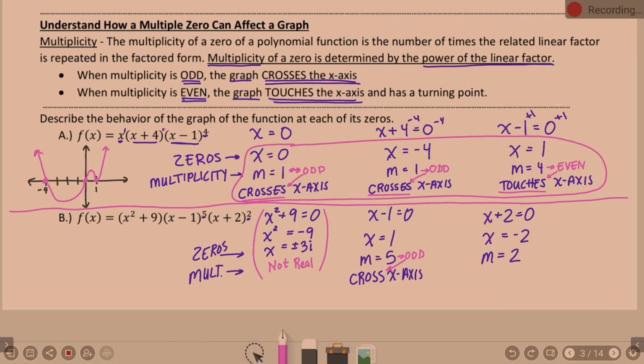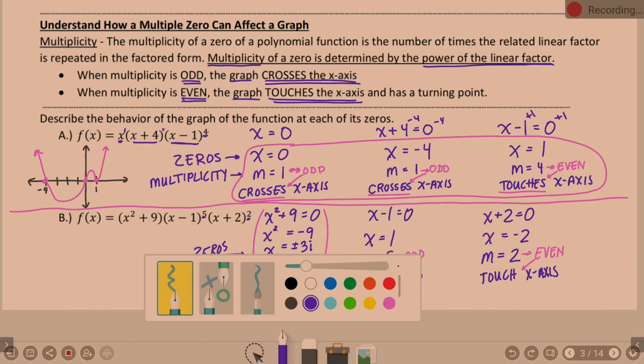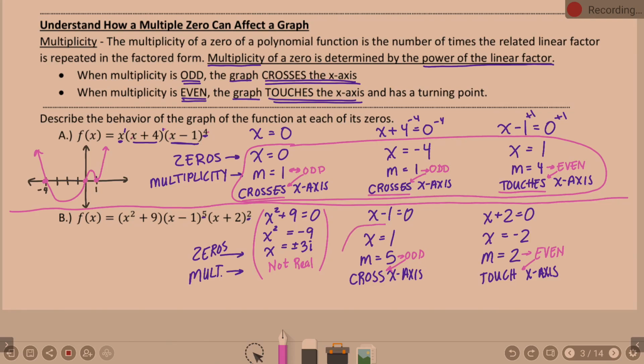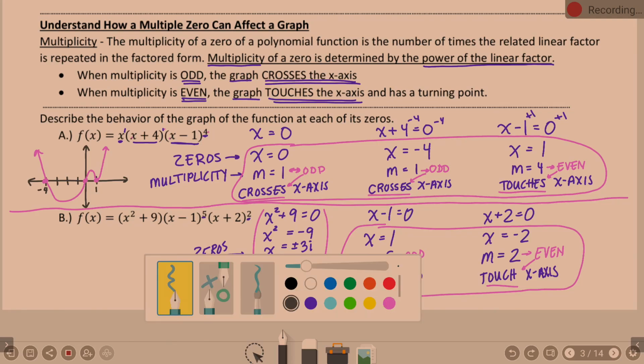What about this one over here? Multiplicity of 2? 2 is even, and even tells me we're going to just touch the x-axis. We're not going to cross. Okay, so right there, you only have 2 zeros to talk about. We know one crosses, one touches. And again, as I said, these are zeros too, but they're not real, so we're not going to worry about them.